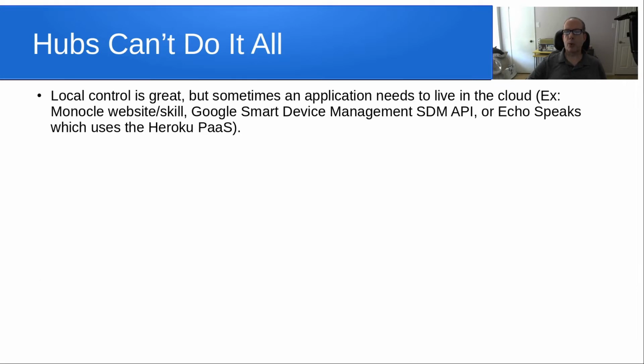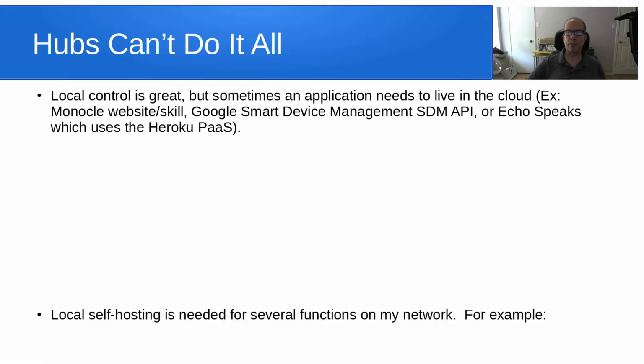So hubs can't do it all. Local control is great, but sometimes an application needs to live in the cloud. As an example, I use a Monocle website and associated skill and Google Smart Home Device Management SDM API, and I also use Echo Speaks, which uses the Heroku platform as a service.